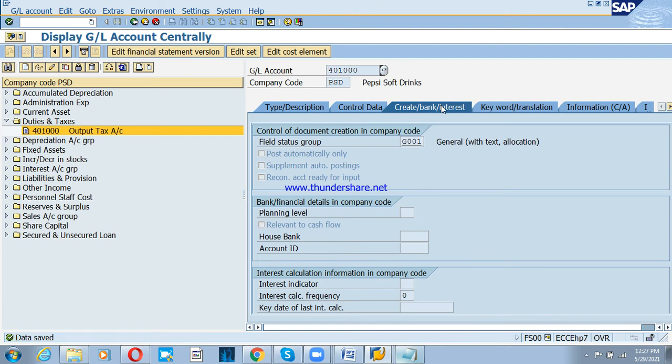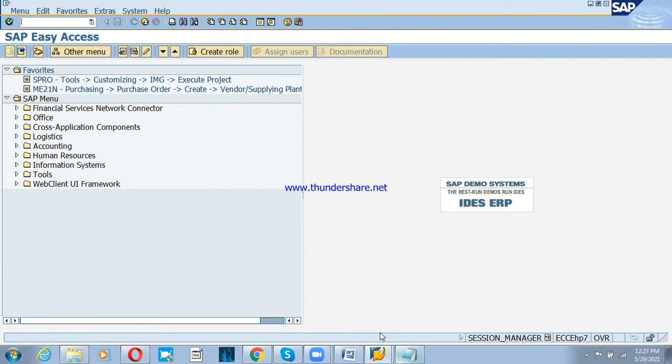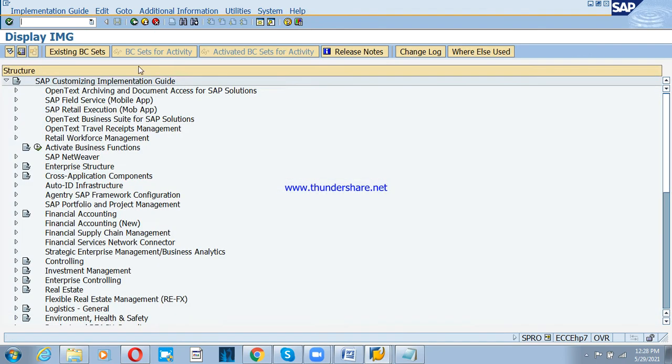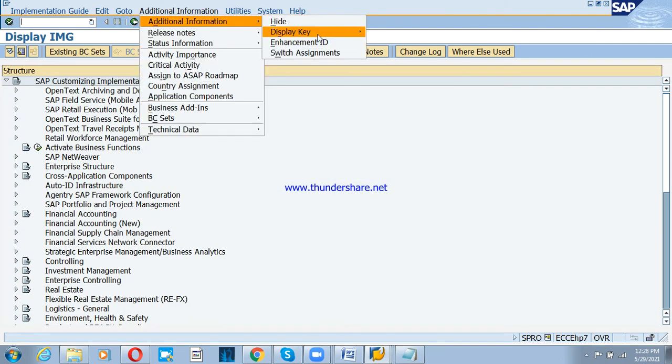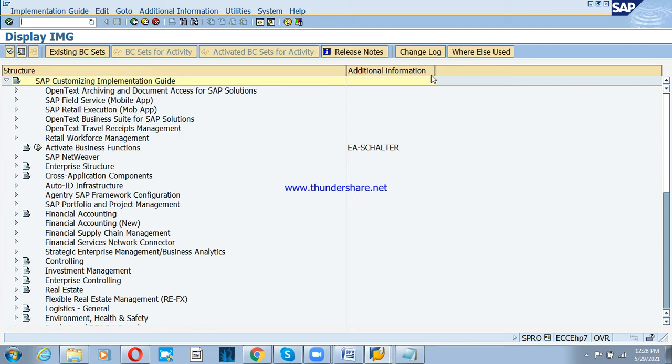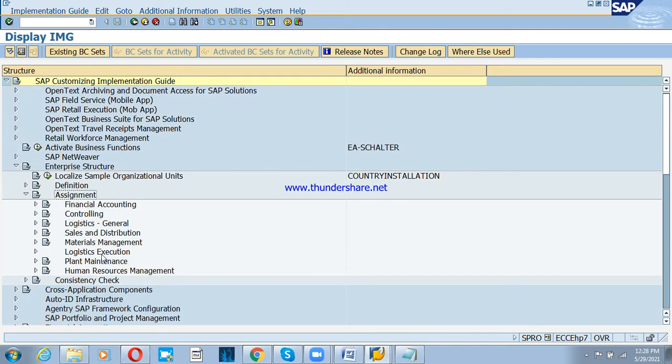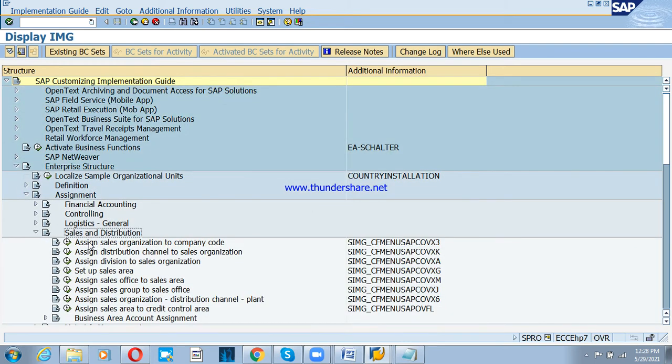Now once again I'll go to the enterprise structure. There I'm going to check whether the sales organization and distribution channel are there or not. I'll come to the IMG level, enterprise structure, assignment, then sales and distribution. I'll check this one, assign sales organization to company code.